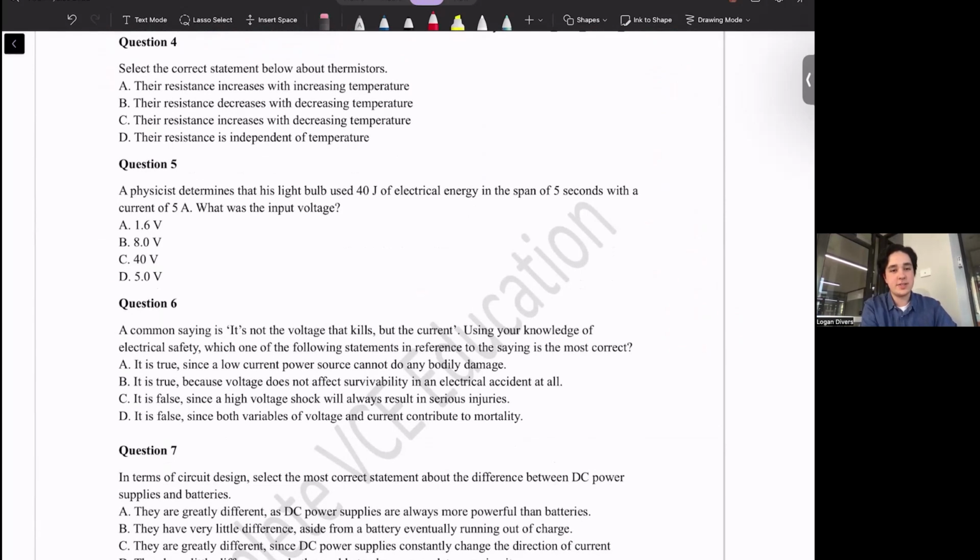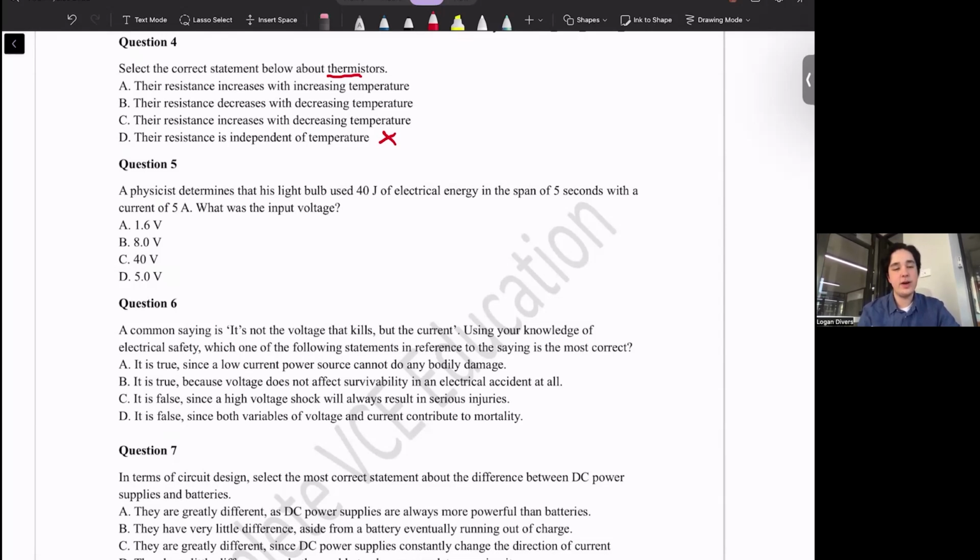B, their resistance decreases with decreasing temperature. Interesting. C, their resistance increases with decreasing temperature. Well, it's getting a bit different now. And D, their resistance is independent of temperature. Now, I'm sure we can all immediately cross out D because we know that the "therm" in thermistor refers to temperature, like a thermostat.